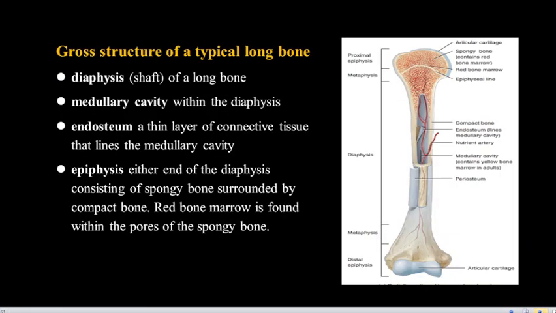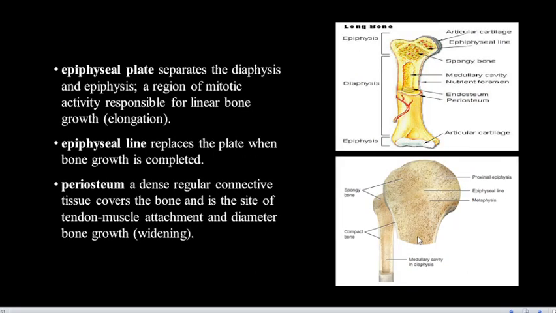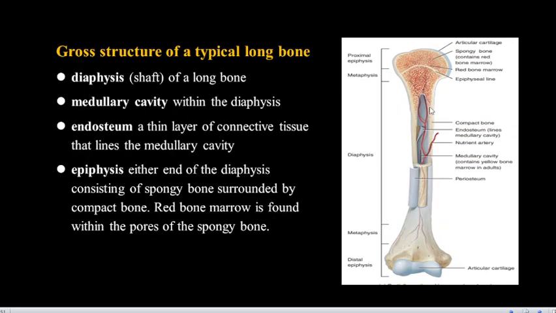We have the gross structure of a typical long bone. So, you have here the long bone, yung structure ng ating long bone. Number one, diaphysis or the shaft of the long bone, yung nasa middle part, no? Okay, yung length niya sa gitna, that is the shaft. And then, inside the shaft or the diaphysis, you will have the medullary cavity. Okay, yung parang hollow portion inside the shaft, you call that as medullary cavity.